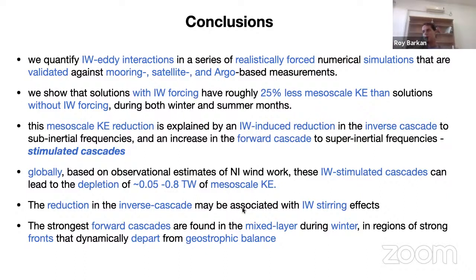I'm happy to discuss it in the discussion section, but I think the reduction in the inverse energy cascade may be associated with internal wave steering effects, and that the earlier theories of Chien, Van Est, and Wagner and Young and so on can be used to highlight it. And finally, the strongest forward cascade that we found was confined to the mixed layer during winter, in regions of strong fronts that dynamically depart from geostrophic balance.